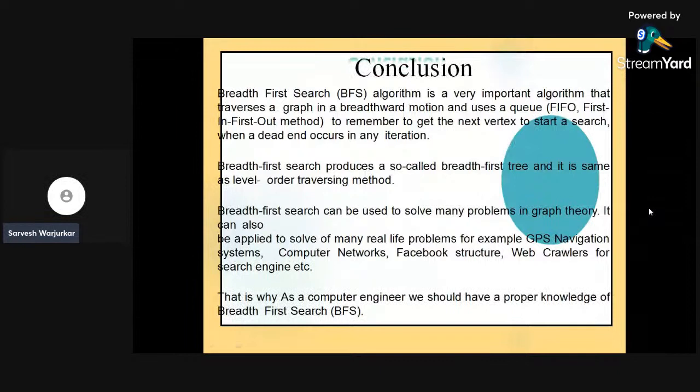This is the conclusion of breadth first search itself. Breadth first search is a very important algorithm that traverses the graph with a breadthward motion. We always find it out, and it follows the queue as a data structure. This is all about breadth first search.